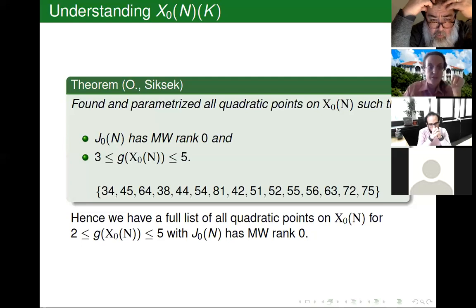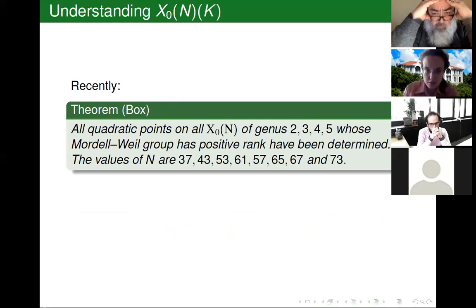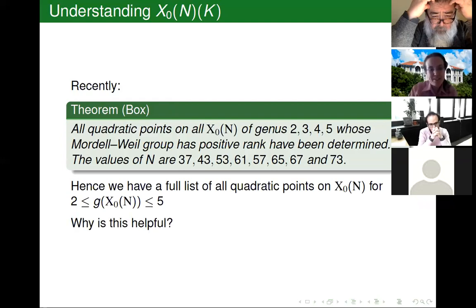Okay, after this, we have another result, which is quite related. Box got rid of the condition of torsion Jacobian, and for the same genera, 2, 3, 4, 5, all quadratic points have been determined if the Jacobian has positive rank. So that is another handful of n. So let me summarize what we have. We have a full list of all quadratic points on X0n if the genus is between 2 and 5.